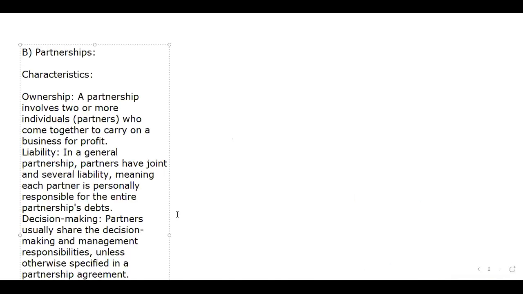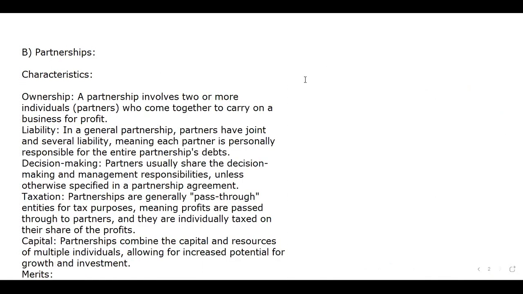So what happens in a partnership? We know people come together to form a partnership under a partnership deed. This needn't be written; it can also be oral. A partnership can have 2 or more persons. Ownership is written or oral. Liability: we have joint liability, meaning a partner is personally liable for the entire partnership's debts.